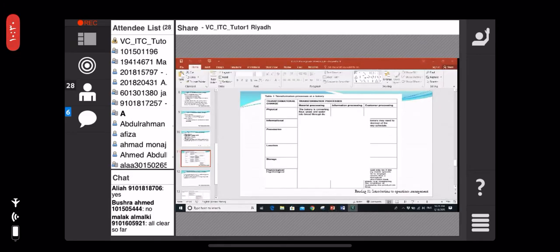Clear, guys, so far? Malak al-Malki was the last one. Okay. Ahmad al-Sudani. Okay, Dala. Okay, fine. Let's continue. It's almost finishing the chapter. Okay, Al-Qahtani.